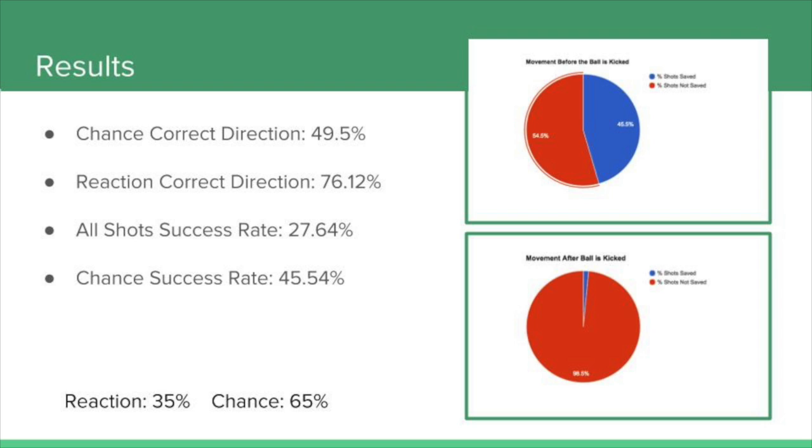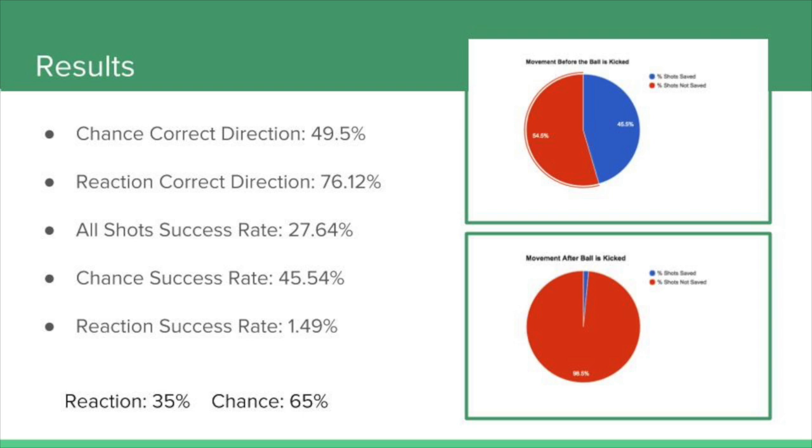A goalkeeper who were to use the chance method saved the shot about 45% of the time. This means that a goalkeeper using this method will save almost 1 out of every 2 shots. That is pretty remarkable. What this also means is that if a goalkeeper were to guess the correct direction of the shot, there is a high chance that a goalkeeper can actually save the shot.